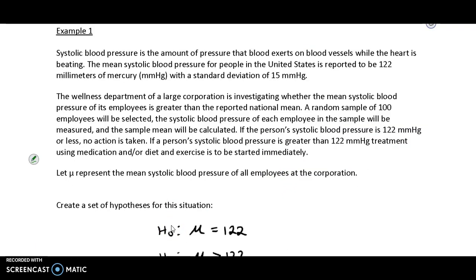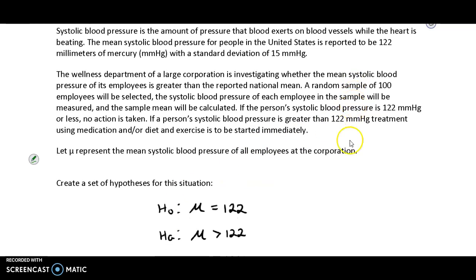Suppose that systolic blood pressure is the amount of pressure that blood exerts on blood vessels while the heart is beating. The mean systolic blood pressure for people in the US is reported to be about 122 millimeters of mercury with a standard deviation of 15. The wellness department of a large corporation is investigating whether the mean systolic blood pressure of its employees is greater than the reported national mean, and a random sample of 100 employees will be selected. The systolic blood pressure of each employee in the sample will be measured, and the sample mean will be calculated.